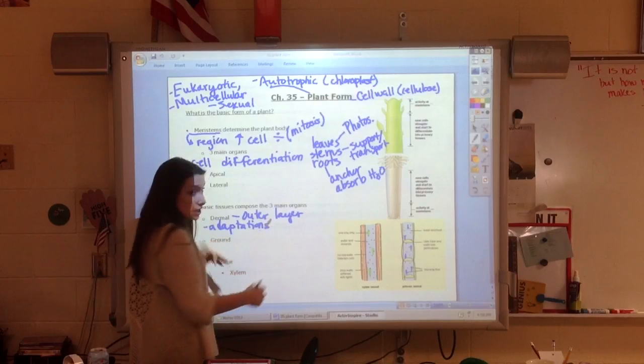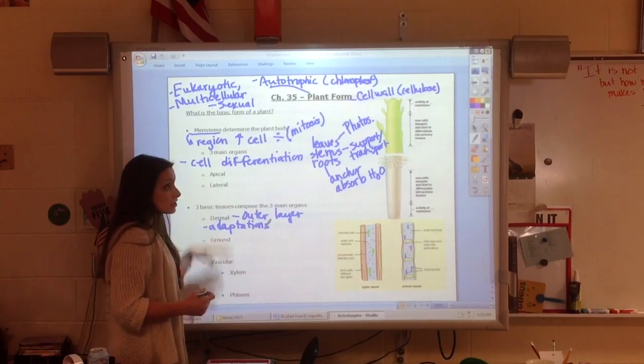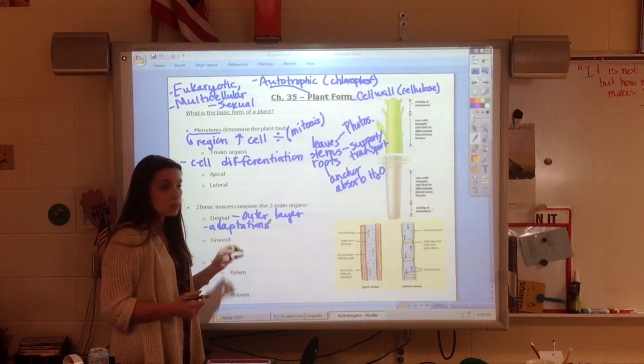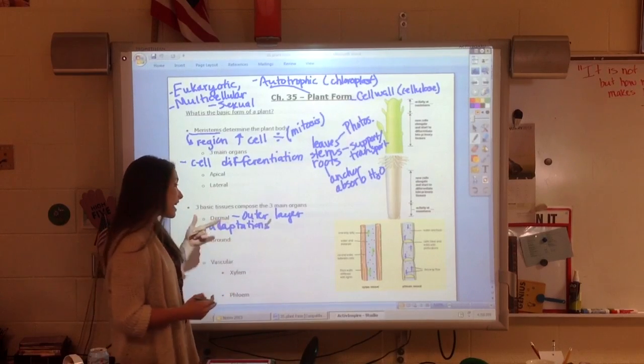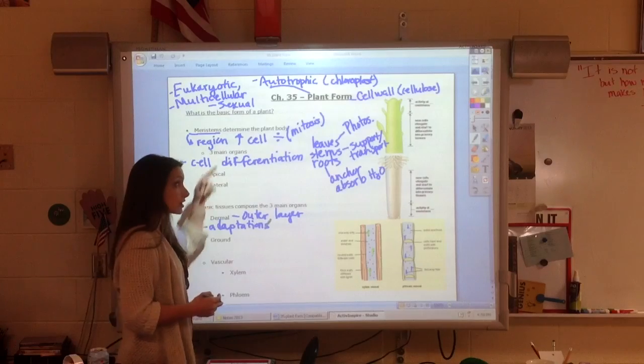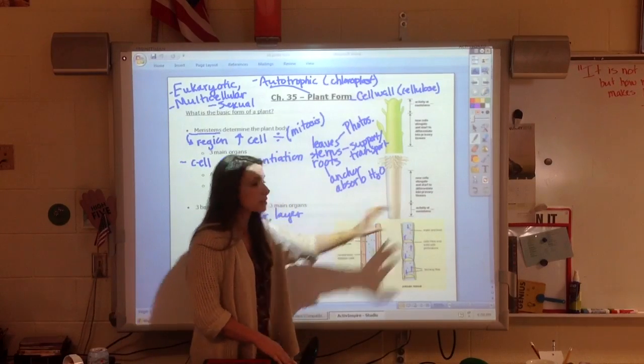Keep in mind, adaptations, adaptive value, help you survive. They're going to have adaptations specifically for that region. So we'll look at the leaf a little bit lower at the end of the notes, and we'll see some adaptations of dermal tissue that are in leaves, but we don't see those same adaptations in roots.